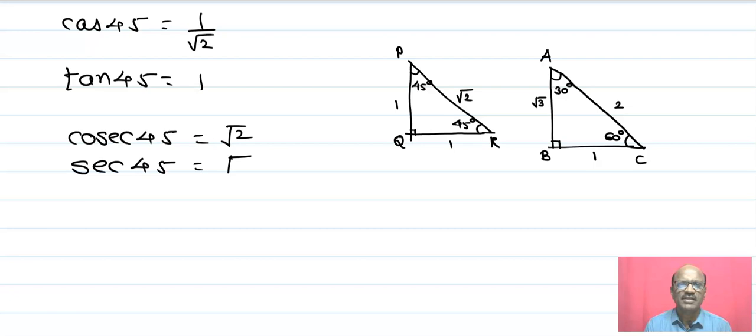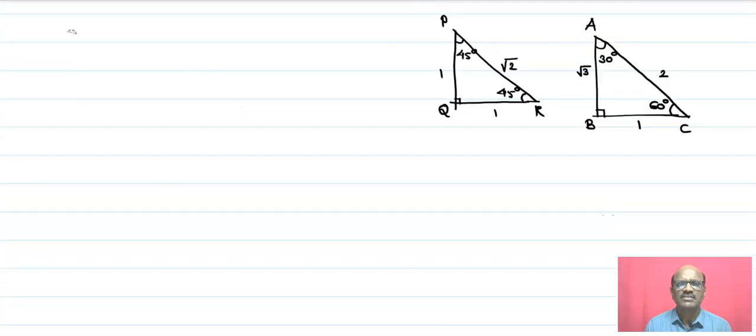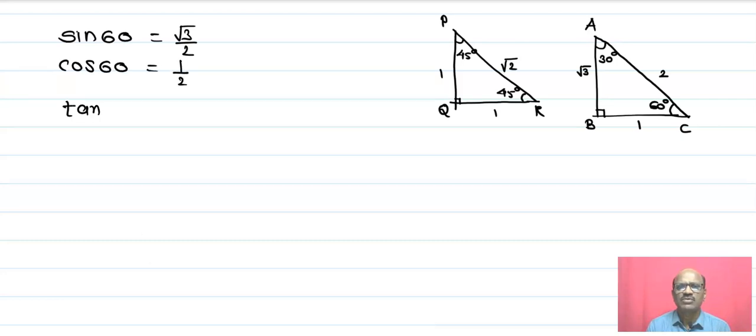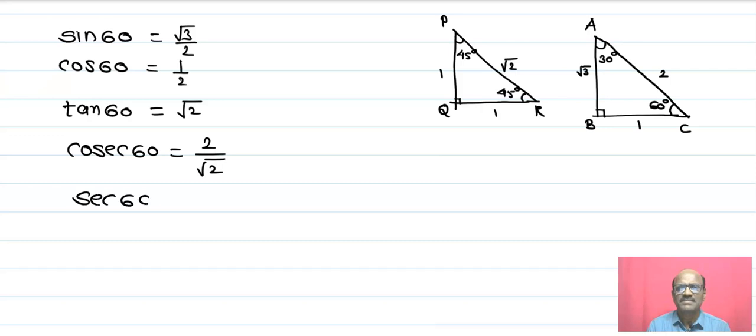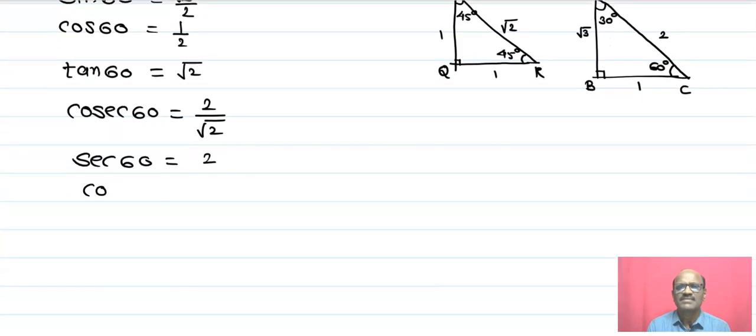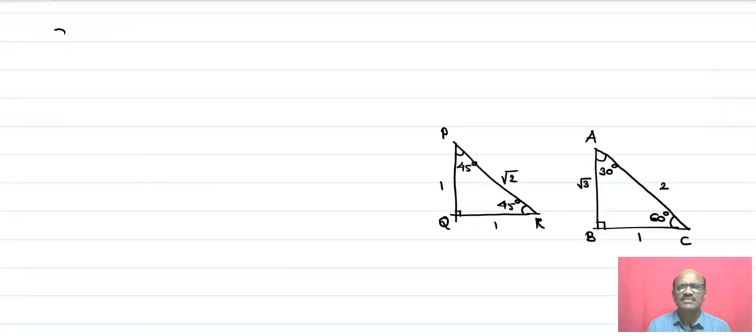If you remember these two triangles, then you can find all the values of the trigonometry functions for 30 degrees, 45 and 60 degrees. Cot 45 is also 1. Now next is sine 60, that is opposite side upon hypotenuse, which is root 3 upon 2. Cos 60, that is adjacent side upon hypotenuse, is 1 upon 2. Tan 60, I had made a mistake there. Tan 60 is root 3. I have changed it.